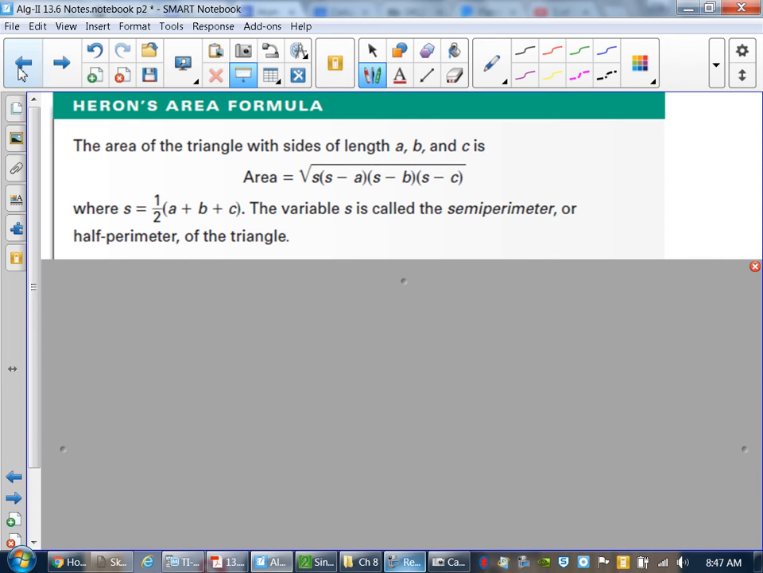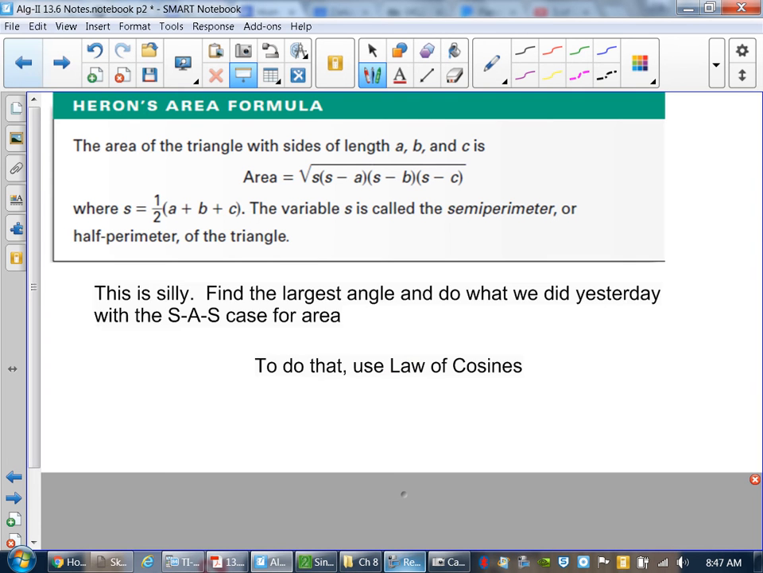As you go through all of that, it just looks stupid. Don't do that. Don't ever, ever do that. Heron's formula is great, but we know something better. The side angle side law.